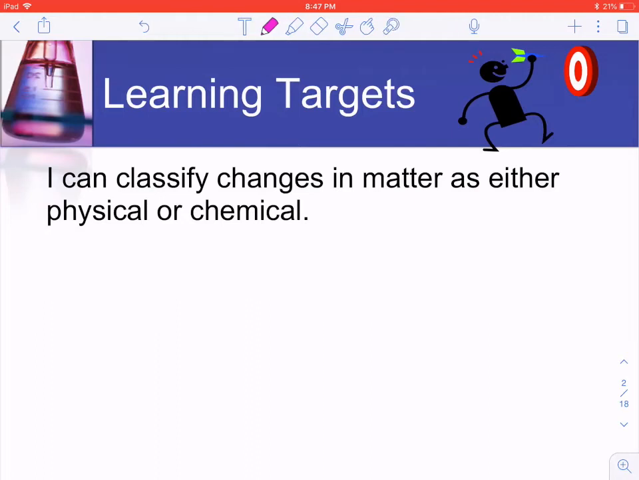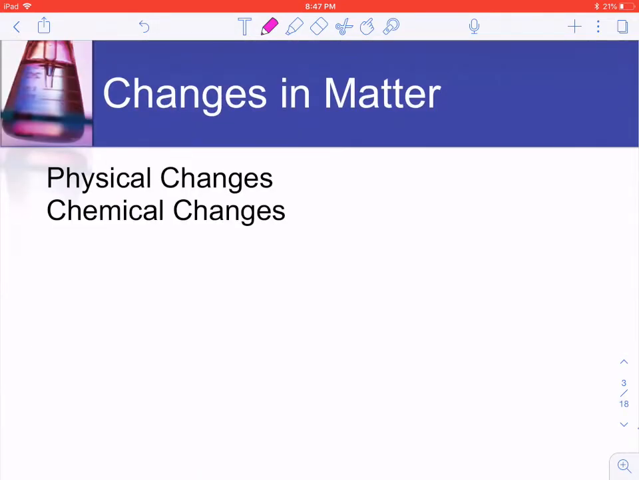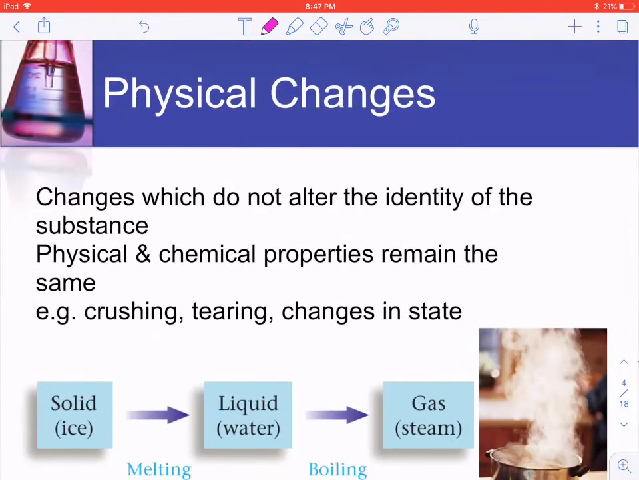Hey everyone, hopefully you enjoyed the video on physical and chemical properties. Now we're going to discuss some physical and chemical changes. So we're actually going to alter what's going on with the compounds that we're looking at. Let's first talk about physical changes.